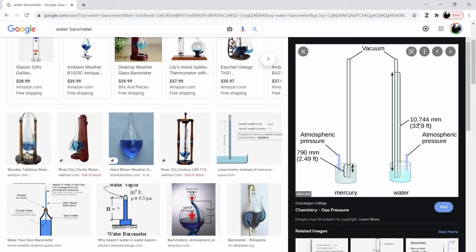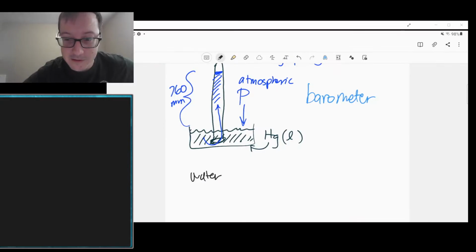I'm sorry, I read this wrong because this is a European thing. So this is 10,744 millimeters. The past one we looked at was 10.336 meters, and so that's about 33 feet, versus 2.5 feet for the mercury. So you can use water, but it's troublesome.